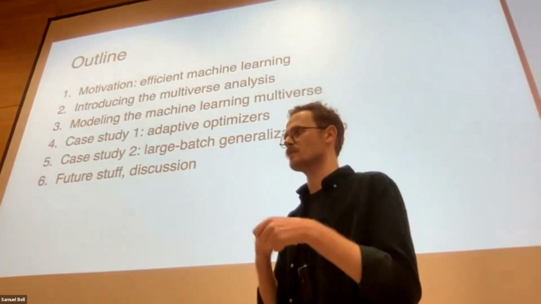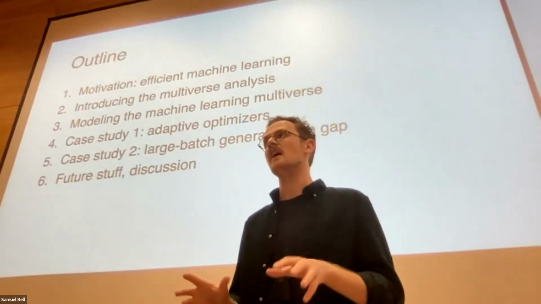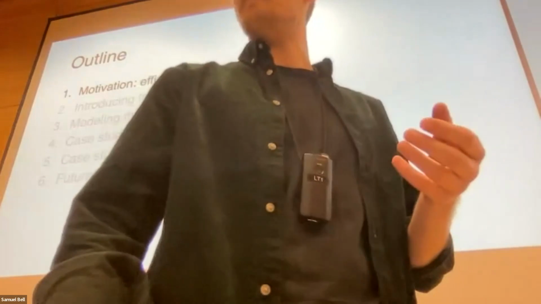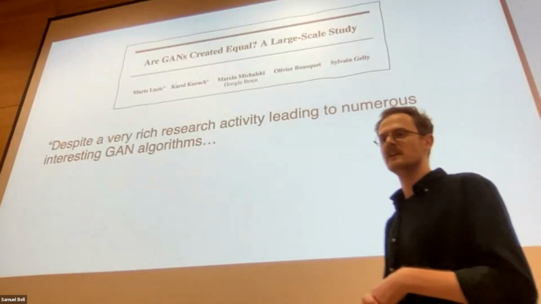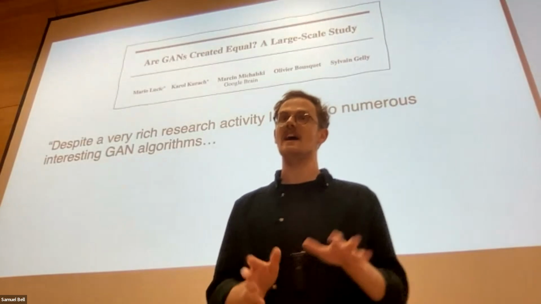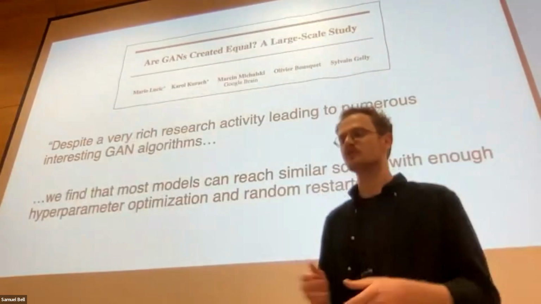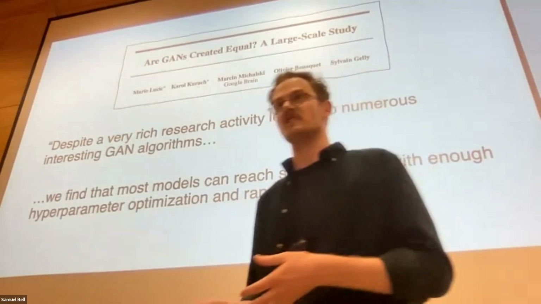To get started, I'm going to show you a couple of different papers, and we're going to talk through some of the claims that they make. These are papers about the reproducibility of machine learning as a whole. Just to read you a little snippet from the abstract of this first paper: despite a very rich research activity leading to numerous interesting GAN algorithms, what we might find is that most models can reach similar scores with enough hyperparameter optimization and random restarts.